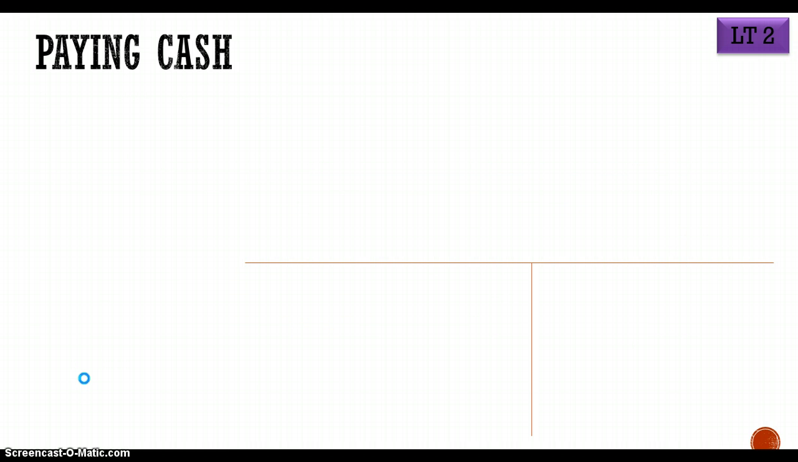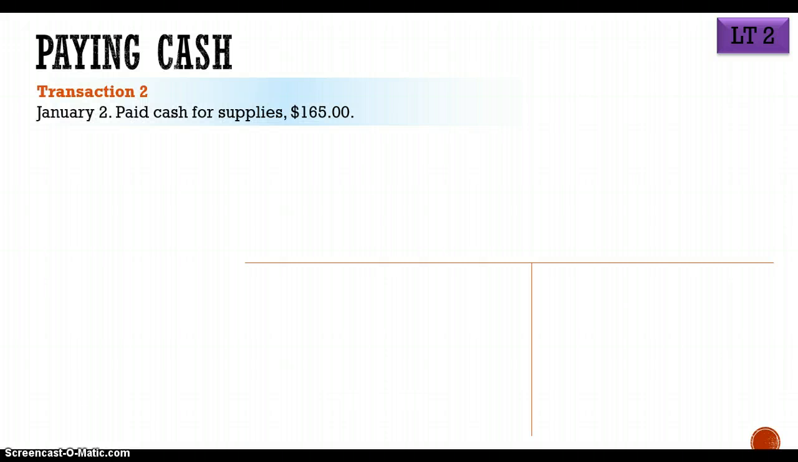Next, we are going to look at paying cash. It's exactly the opposite of receiving cash. Paying cash will always make your balance go down. So our second transaction occurred on January 2nd. We paid cash for supplies in the amount of $165.